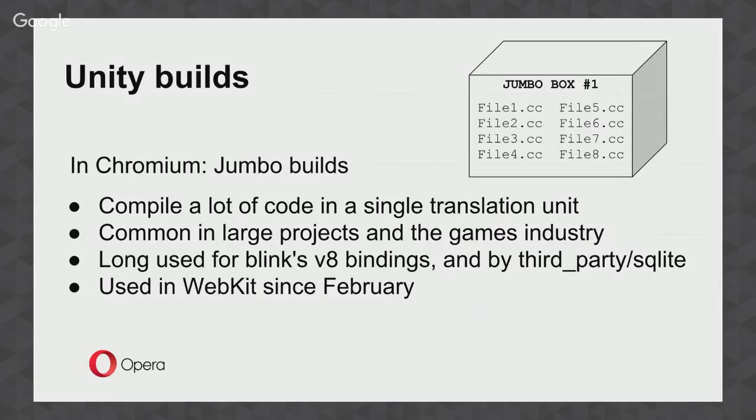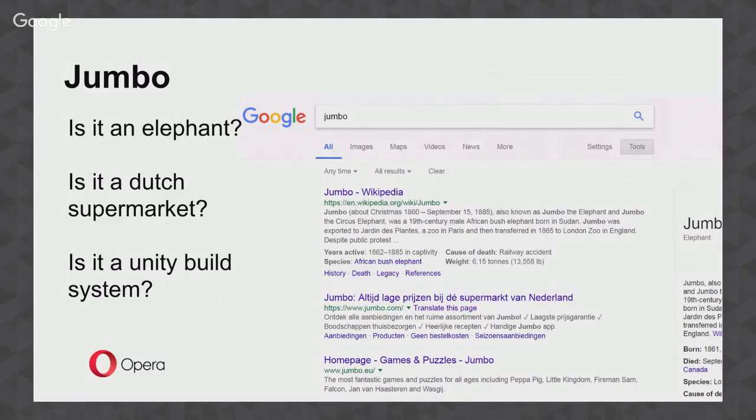SQLite, or however you pronounce that, is also using this, but they call it amalgamation. And I heard just now that WebKit has been using Jumbo Unity builds since February. We're going to call this Jumbo builds, this Unity build system, mostly because when we called it Unity builds, people thought we talked about the 3D engine. So if you heard rumors about someone adding a 3D engine to Chromium, that might be our fault. Anyway, we switched to Jumbo as a name. It comes from an older Unity build system, so for us it's a name we know.